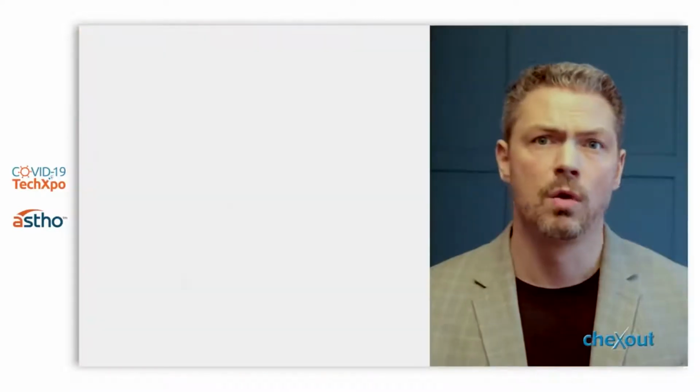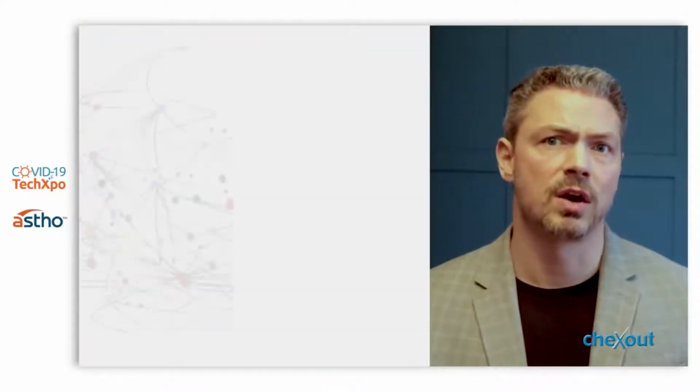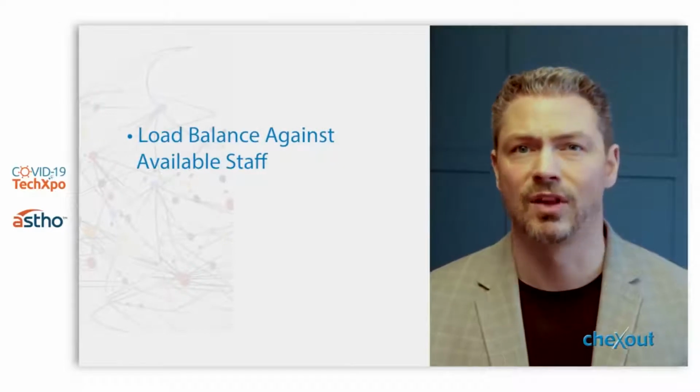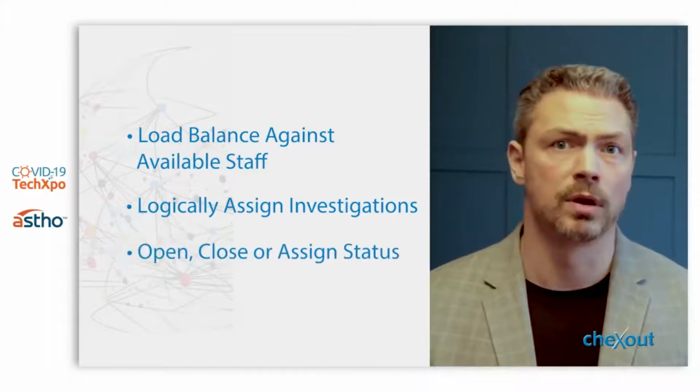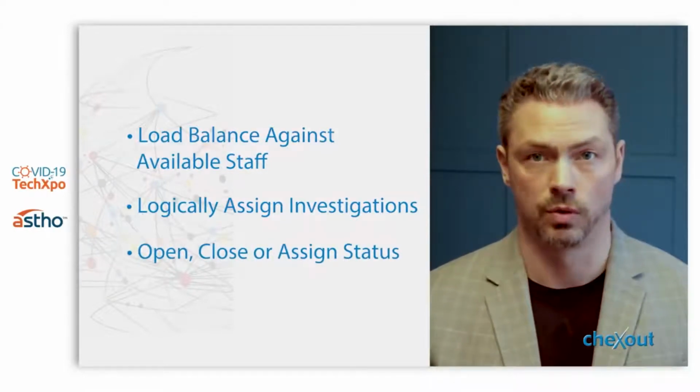We had to train and coordinate the work of 1,000 contact tracers as they performed all data collection, patient communications, and investigation activities. We continue improving features, and Chexout can load balance against available staff, can logically assign investigations by work group, jurisdiction, or other qualifiers, can open, close, or assign statuses to investigations or close contacts through rules based on the latest CDC guidance, including differences between antibody, antigen, and molecular testing, time between tests, and apply the same information to set custom rules for reactivation or reinfection.